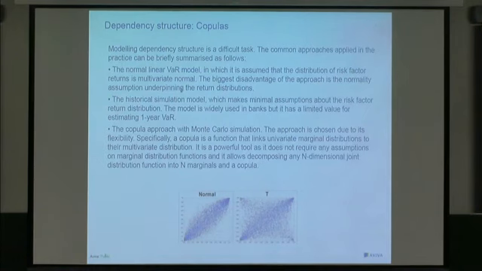Since we model the monthly time series, we've got the time series model, we've got the deterministic part, we have the stochastic part. So then we need to model the dependency structure between the residuals. And here there is actually only one choice possibly. It's the Copula approach with the Monte Carlo simulation. And the reason we've chosen it is its flexibility.